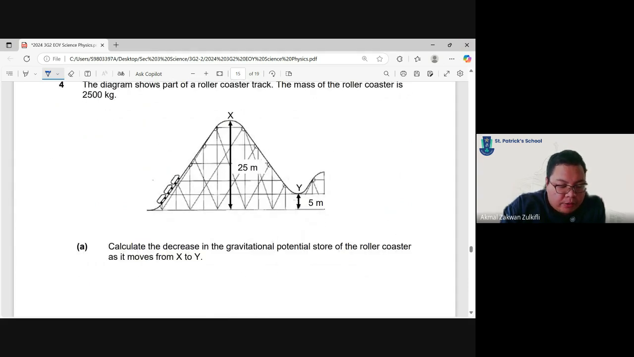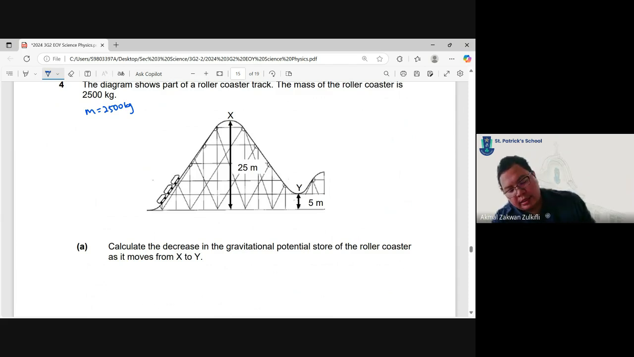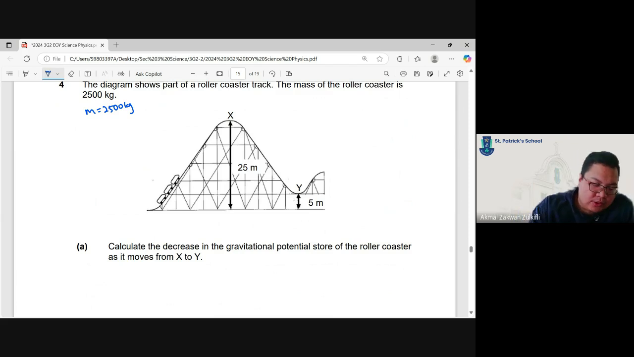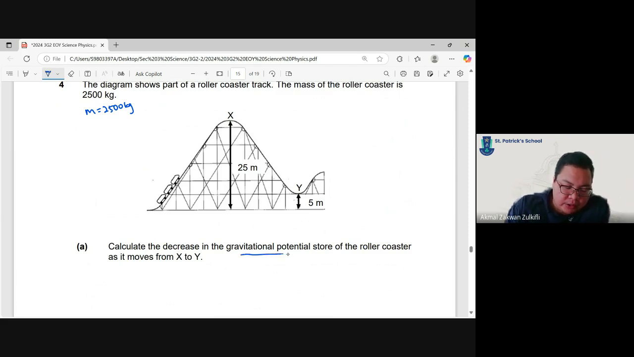Diagram shows part of a roller coaster track. The mass of the roller coaster is 2500 kg. Mass indicated already. They say calculate the decrease in the gravitational potential store as it moves from X to Y. We know that for the decrease in the gravitational potential store, we use the formula EP equals mgh.